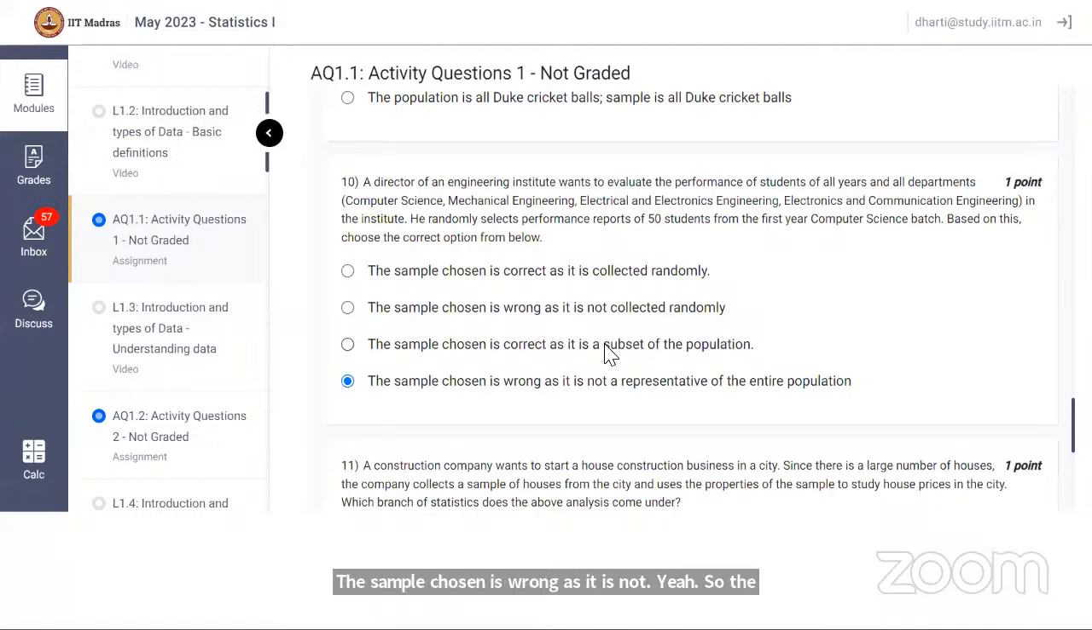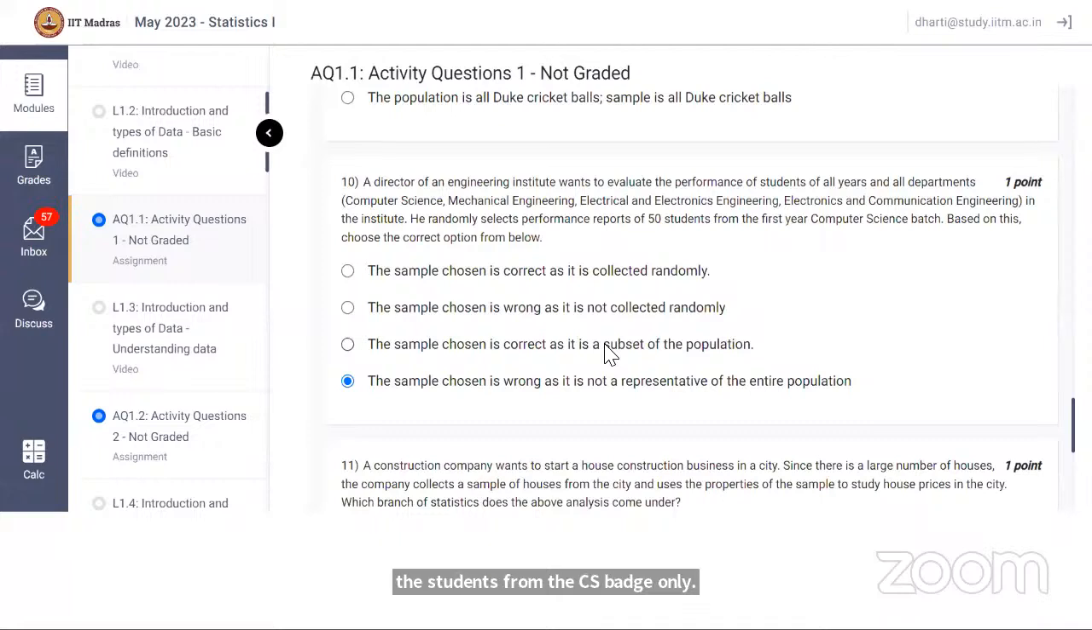What is your doubt in this one? Ma'am, why is the sample chosen wrong? Because it's not representative of the entire population. See, they want to find a conclusion about the whole institute, and they are selecting the students from the CS batch only. What about the other batches?